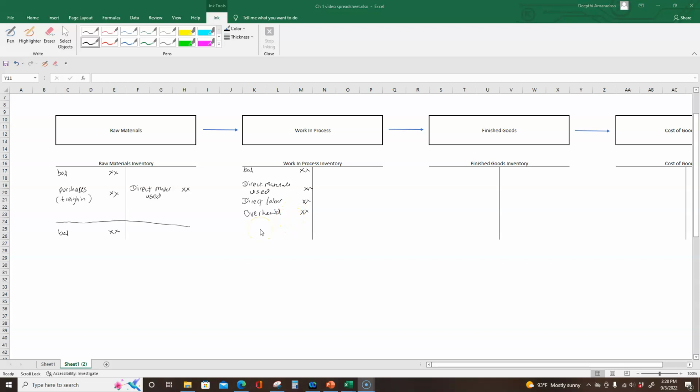Once production is complete, once all the work is done, the goods are transferred to finished goods inventory. So work in process inventory gets decreased for what we call cost of goods manufactured. These are completed in the manufacturing process. That decreases work in process inventory and it gets transferred to finished goods inventory.